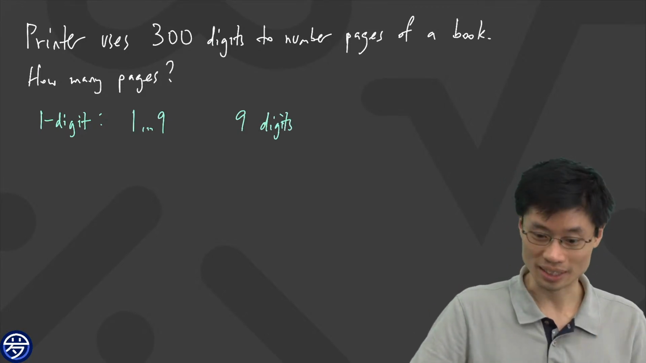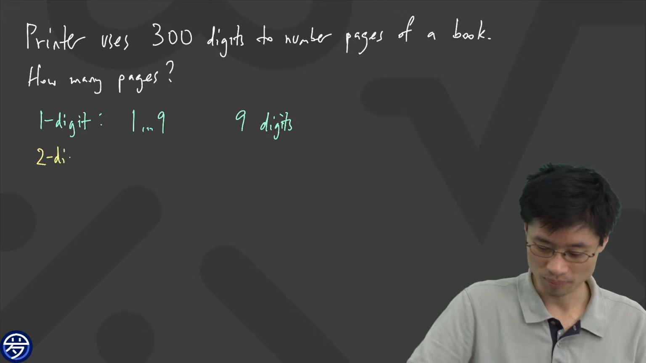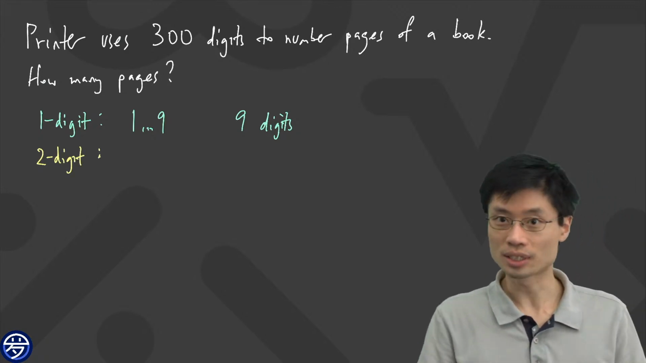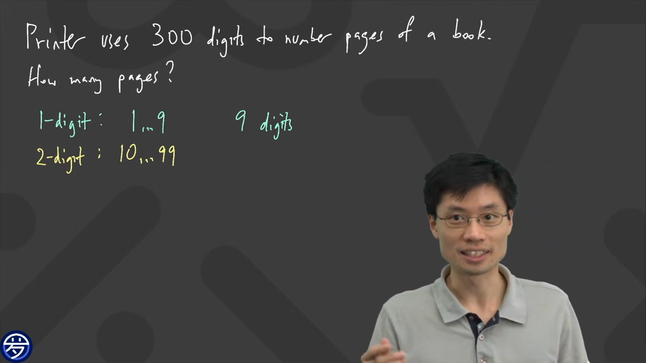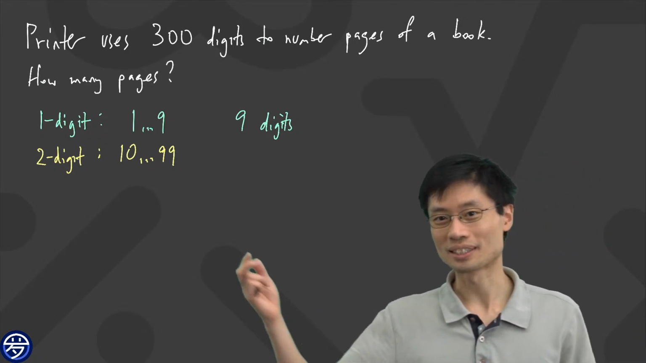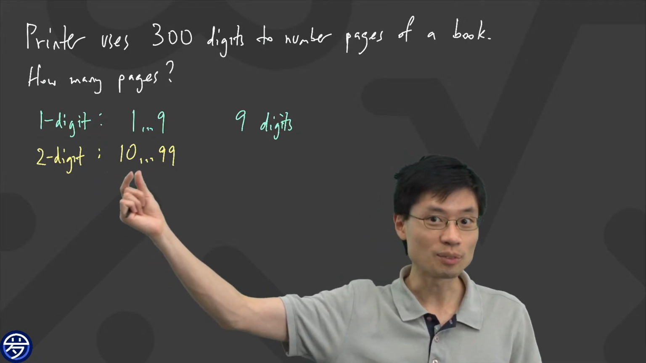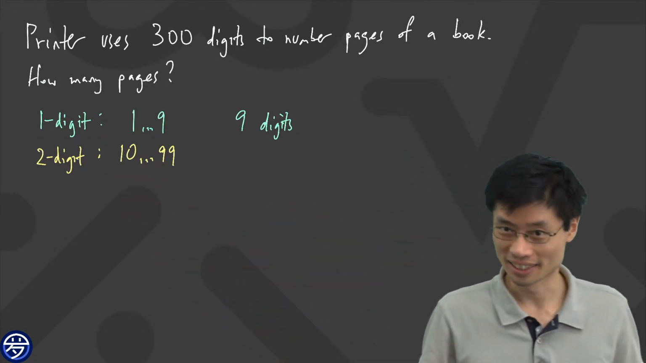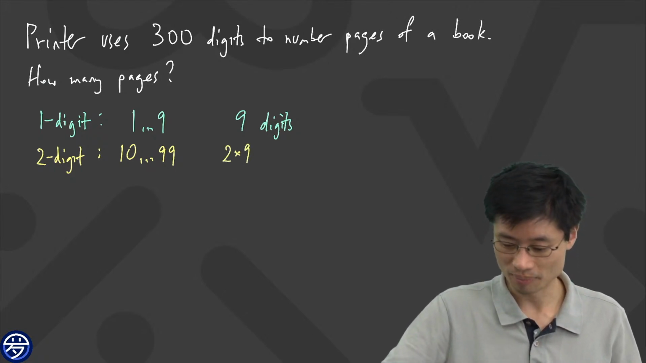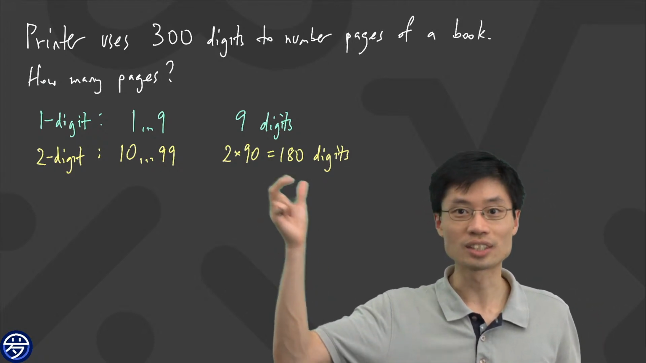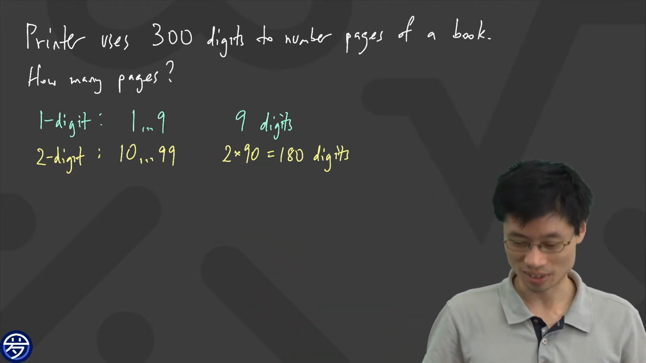Next, 2-digit numbers. How many 2-digit numbers are there? Well, the 2-digit numbers go from 10 to 99, and there are 90 such numbers. One way to see this is because there are 9 ways to choose the first digit, 10 ways to choose the second digit, so it's 9 times 10, 90. But each of those uses 2 digits. So there are 2 times 90, which is 180 digits. Now we're already getting close to the answer. We have 189 digits so far, so let's take 300 minus the 189.